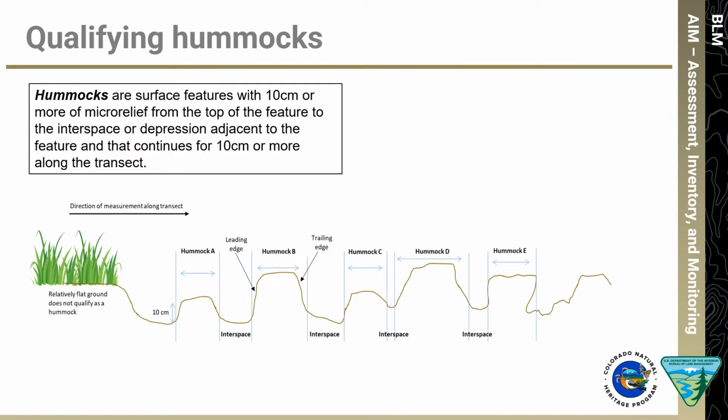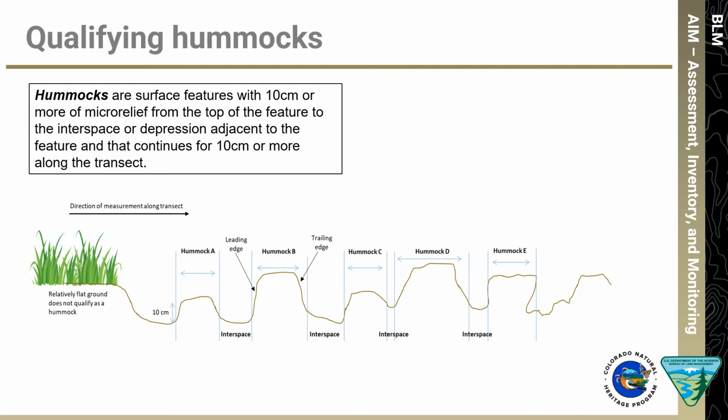The height requirement of an individual hummock along the transect is 10 centimeters or more from the top of the hummock to the bottom of the adjacent interspace. This height requirement is applicable to either side of the feature. So a feature with a leading edge height of 8 centimeters and a trailing edge height of 13 centimeters would be a qualifying hummock, and data would be collected.